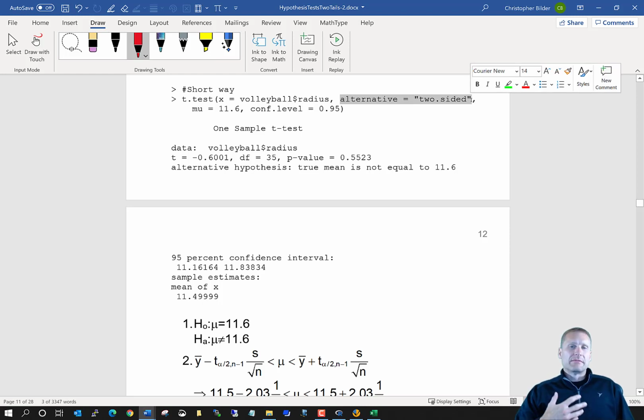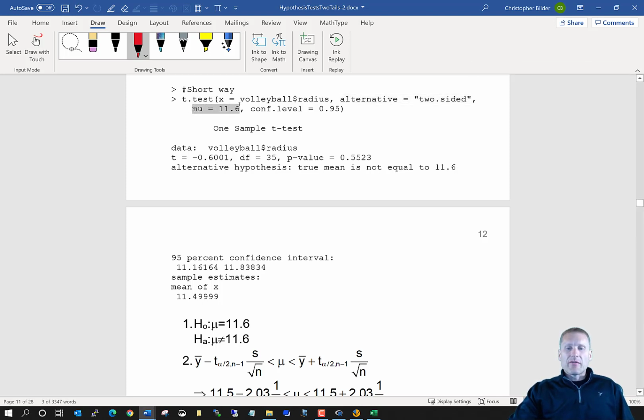Once we talk about one-sided and two-sided, we'll talk about another way to do confidence intervals and hypothesis tests. That will make sense why I call it two.sided here. But for now, two-sided means exactly the same thing as two-tail. It's just the terminology that R uses.